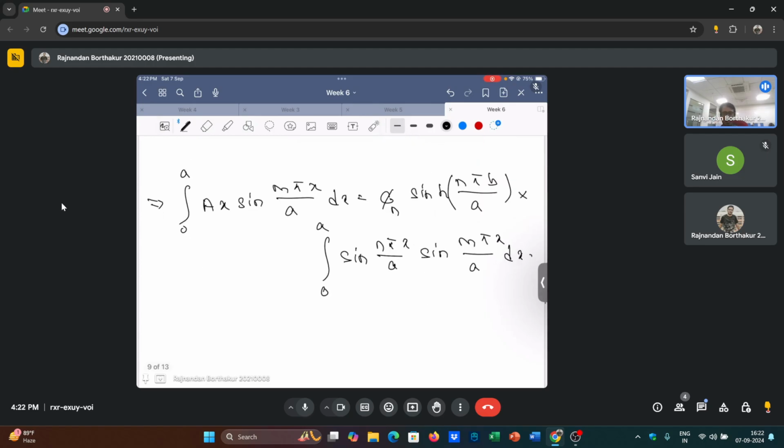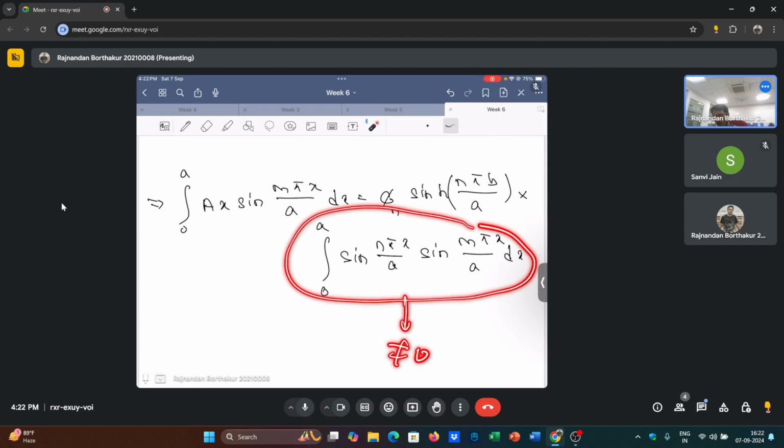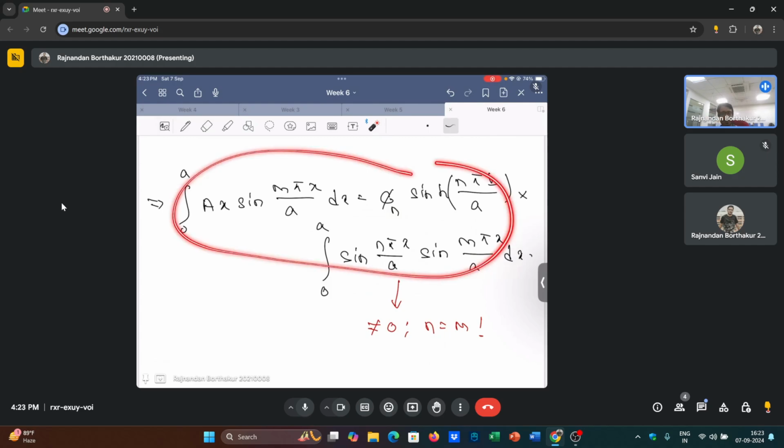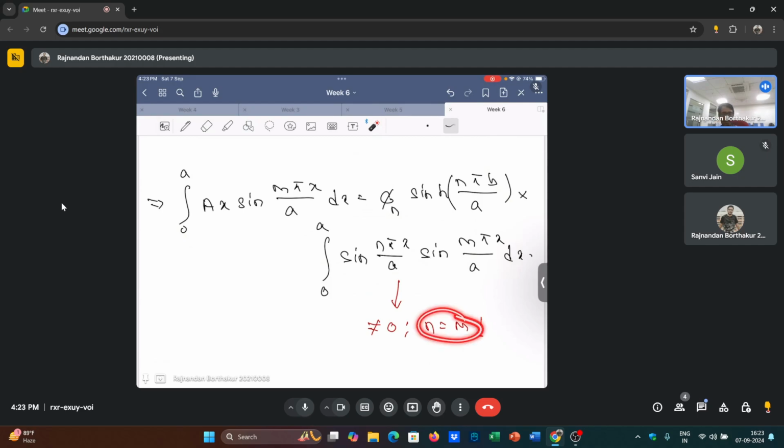All right, now you need to help me. Under what condition will this integral be non-zero? That you have already stated. Just have a look and tell me. So this integral is non-zero only when n is equal to m, and for all other values of n not equal to m, this integral would just vanish. This means this equation will be non-zero only when n is equal to m.